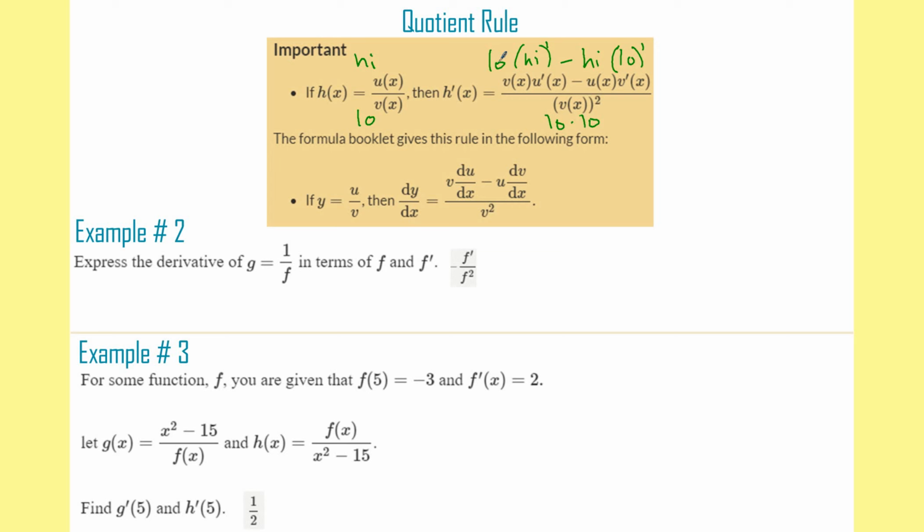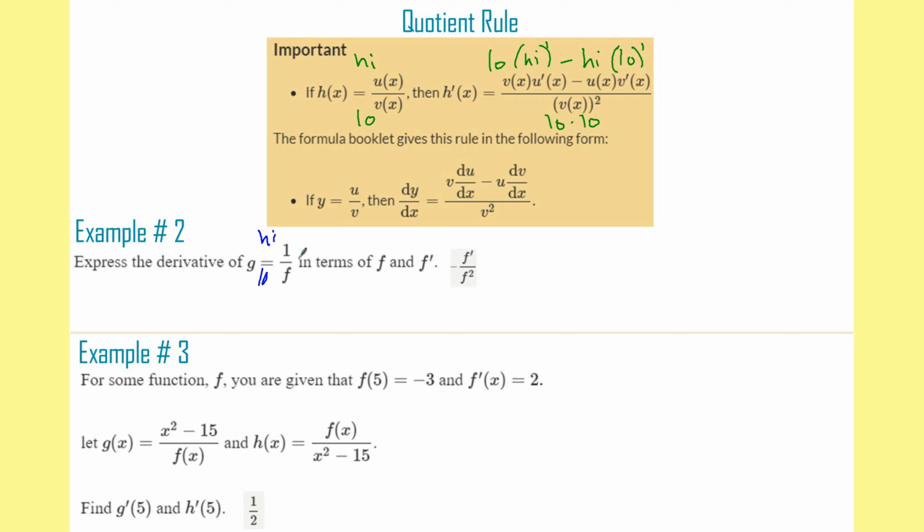They give you the rule, but it looks like this, with v, the derivative of u, the function u of x. Yeah, it's a pain. Oh, I have the answers showing on this one. Silly me. Well, now we know how to get there. So express the derivative of g of 1 over f in terms of f and f prime. So we have high and low.